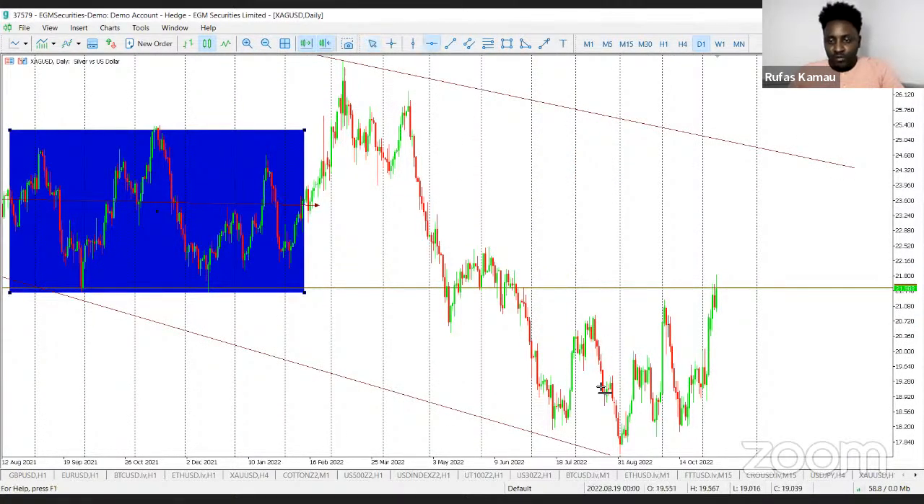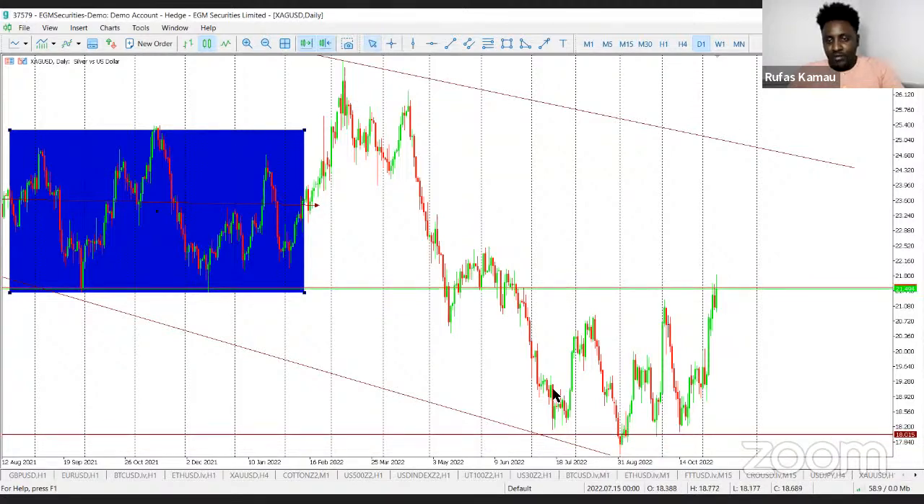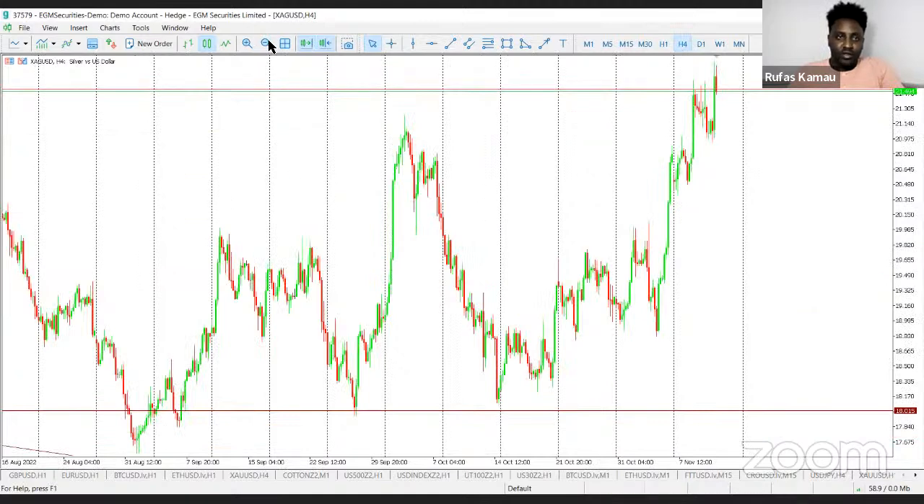So the set of bottoms here indicates a rejection of lower prices. So it seems to have been slightly higher. Just a moment. So this seems to have been the bottom, and then a very sharp break happened today. So from the 4-hour chart, this is what we are having.